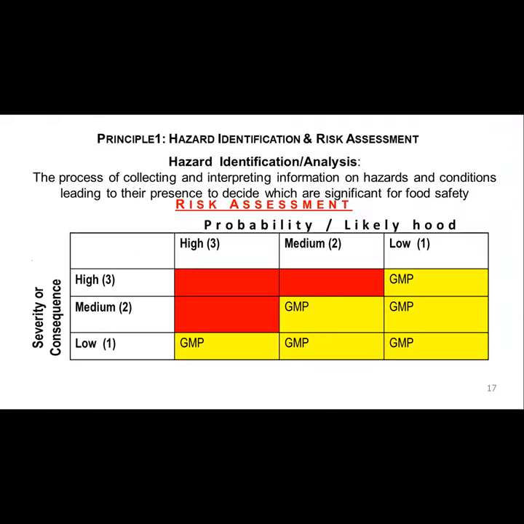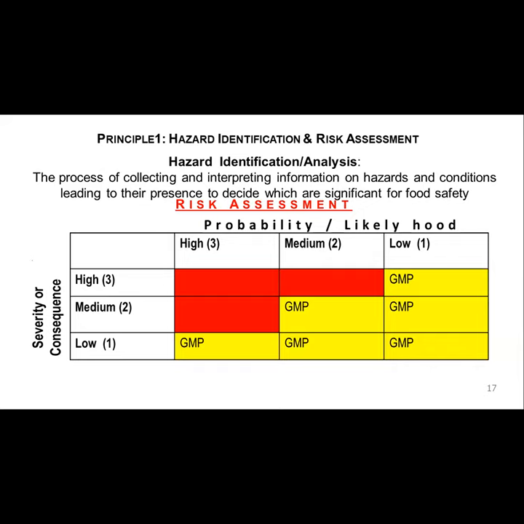So if we are assessing the hazard, we are coming to the first principle. The hazard which we are taking is based on probability and likelihood. If the probability is low and the likelihood is high, the chances are low. You can see here, if both are high, then it should be a hazard. If the probability is high and the risk severity is low, it will still not be part of the CCP. But if in any process step there is no control measure, and probability is high and severity is also high, then it should be controlled by the CCP.